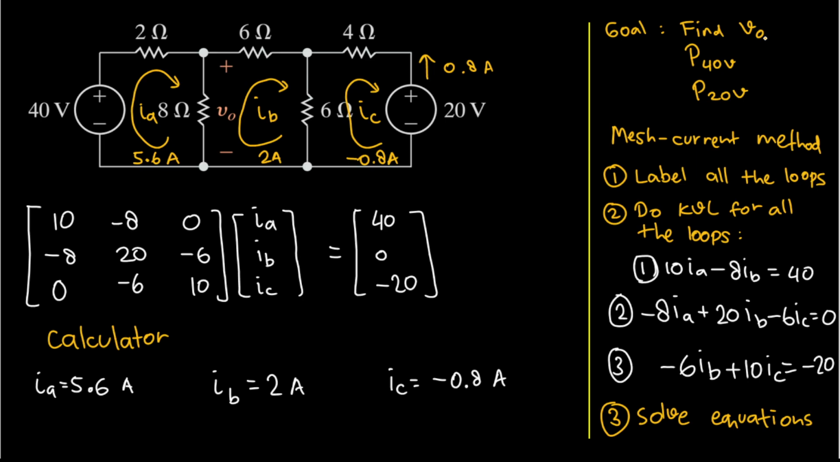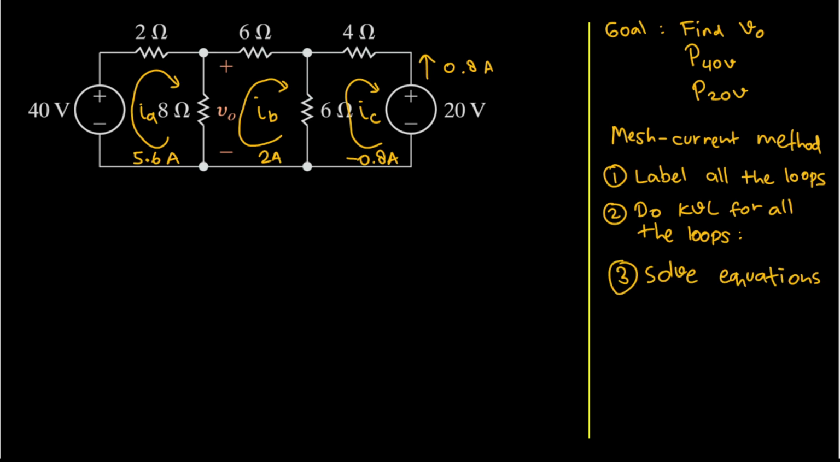But then this is not our final goal. Our final goal is to find V0 and then the power delivered by this 40 volt voltage source and also the power delivered by 20 volt voltage source. So we need to plug in the values into this formula here. So we will have to clean up this first. So the very last step here will be answer the question.